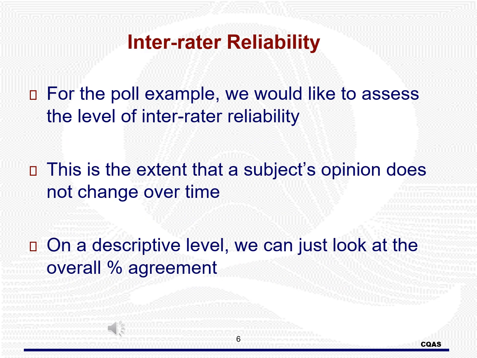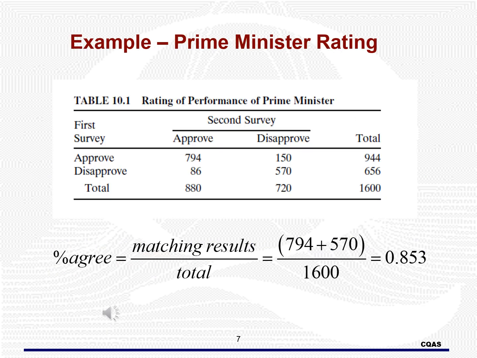The metric that we would like to assess in this situation is inter-rater reliability. This tells us the extent to which opinions did not change over time. At a basic level, we can just look at the percent agreement between the two time periods. Let's look at this for the British poll example. We can calculate the percent agreement by creating the ratio of the matching results and the overall total results. For the British poll example, we get a percent agreement of roughly 85%.